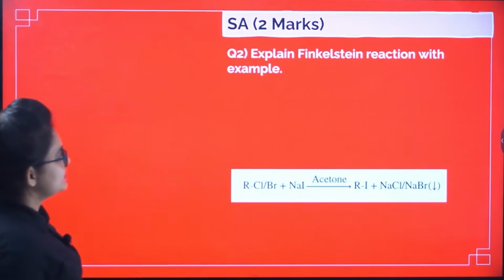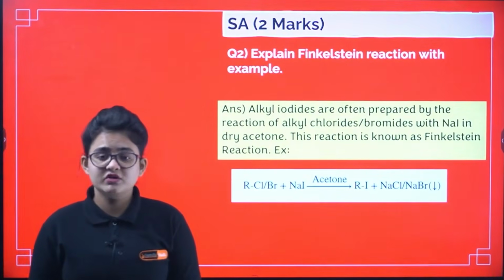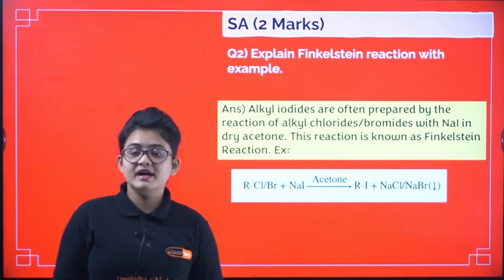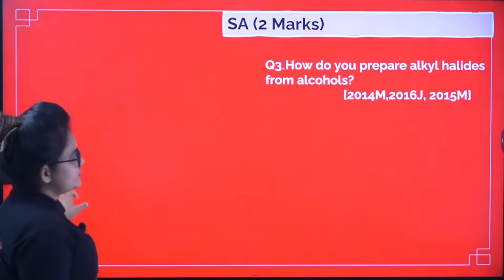Finkelstein reaction: whenever you treat alkyl chloride or bromide with sodium iodide in the presence of acetone, you get alkyl iodide. That is the Finkelstein reaction. Let's proceed to the next question.